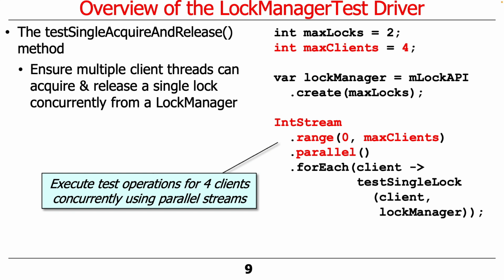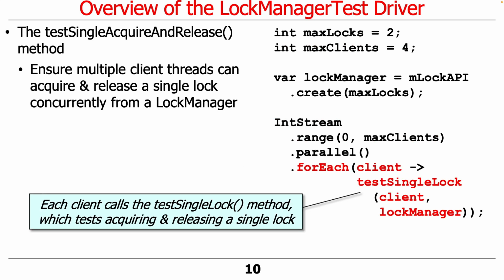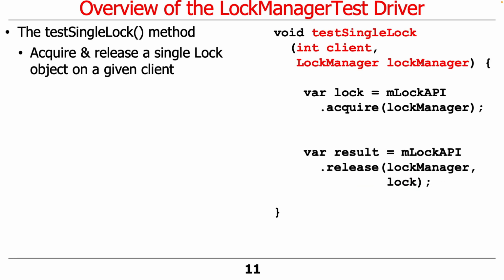So we're going to have 4 simultaneous threads going, because I've got plenty of threads on my 10-core laptop. And in parallel, each of those threads, each of those clients, will call the test single lock method to test acquiring and releasing a single lock. But we'll have multiple threads going in parallel. And since there'll be 4 threads going in parallel, but only 2 locks, there's going to have to be a little bit of blocking on the server side in order to fulfill that request.